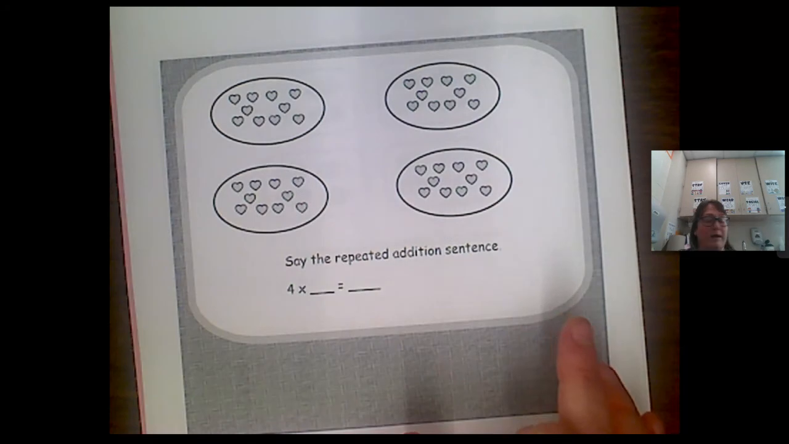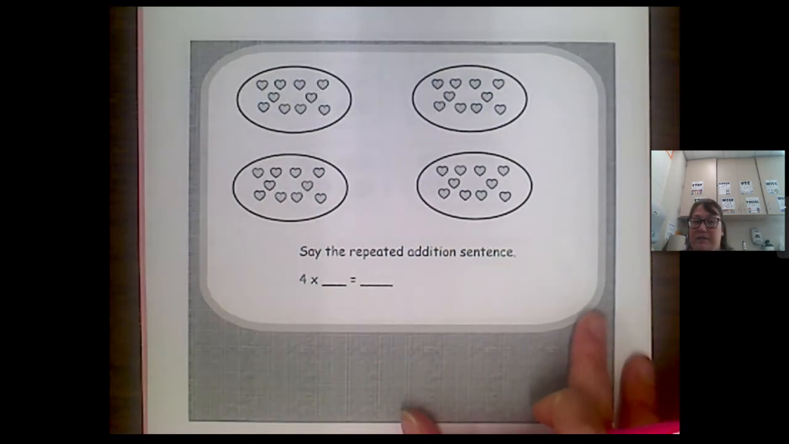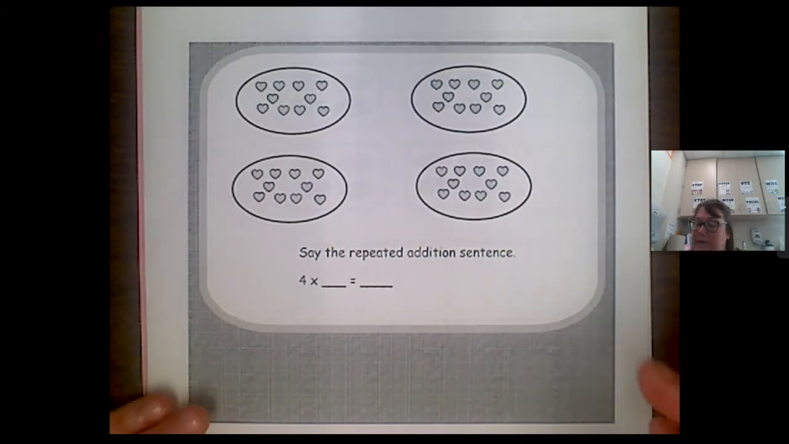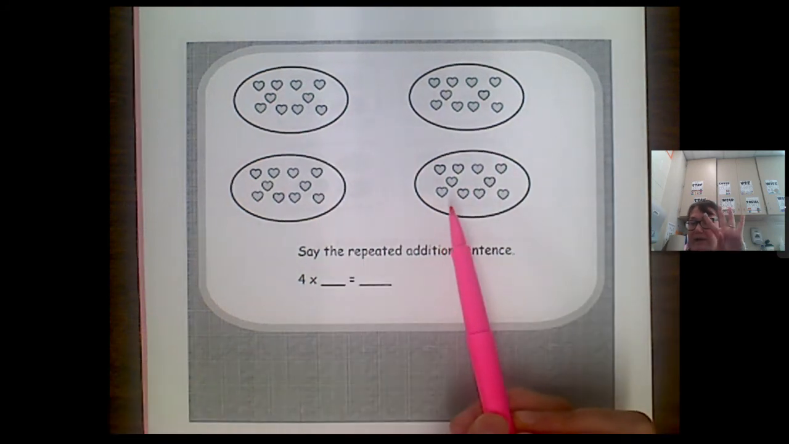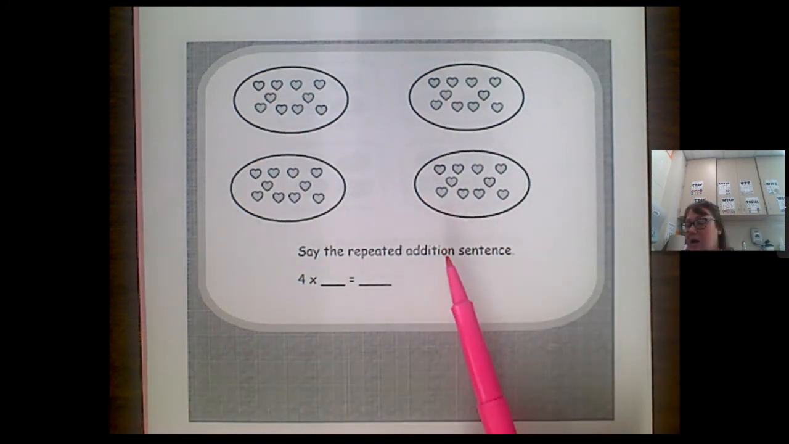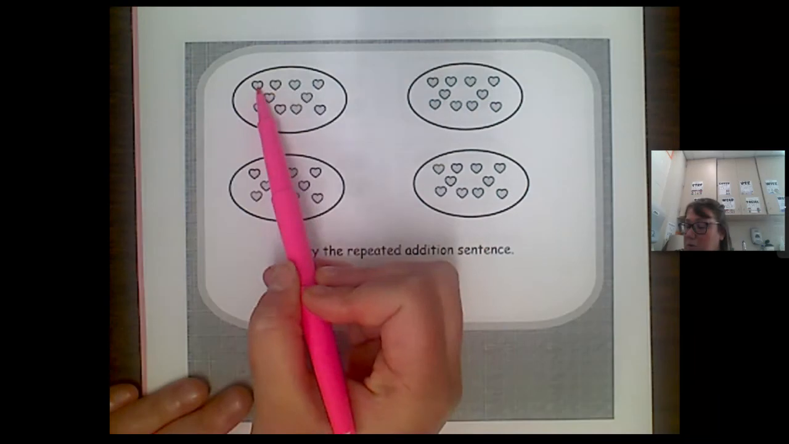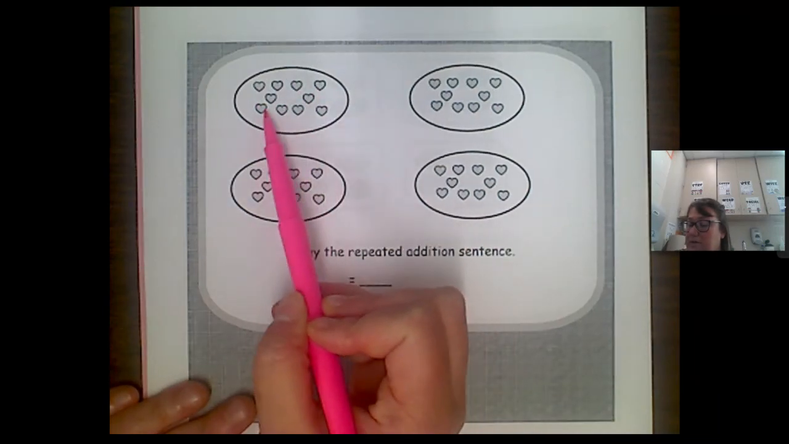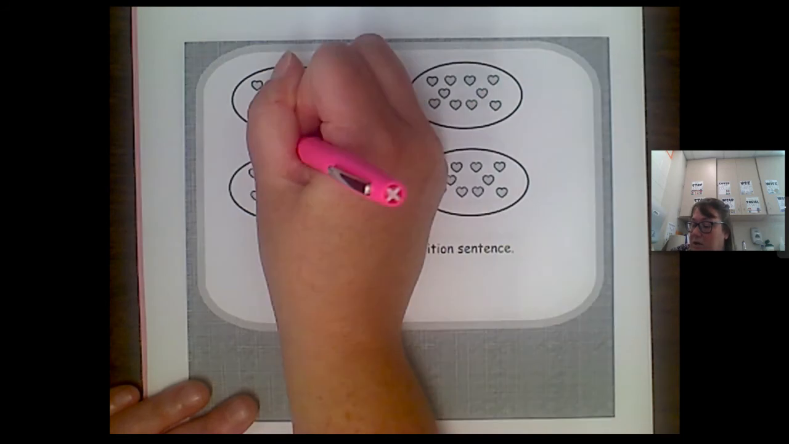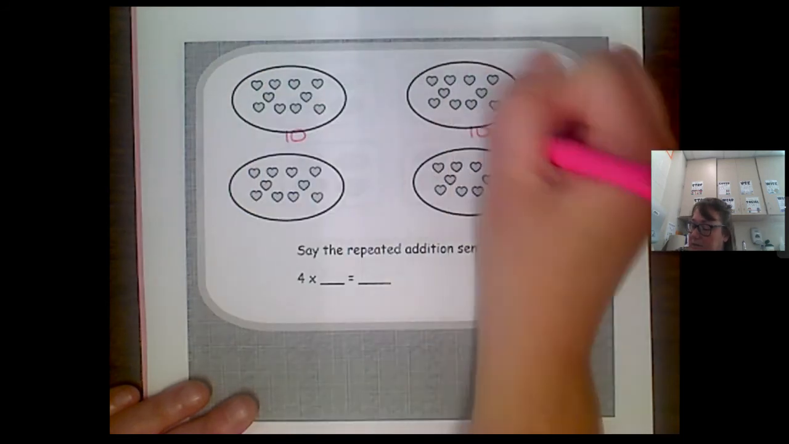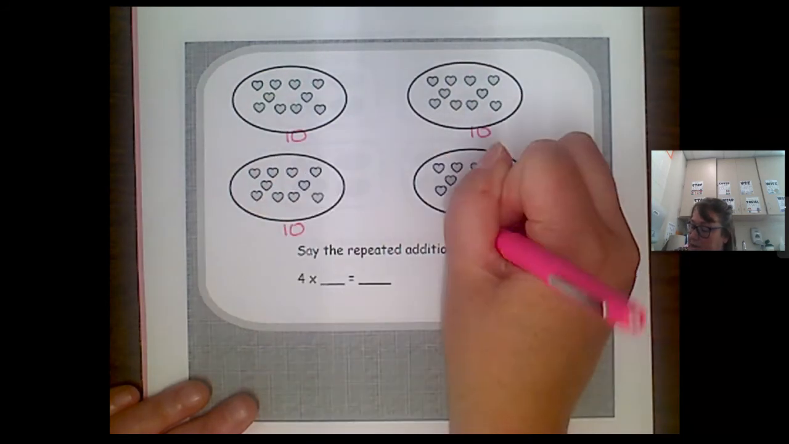All right. And our next picture, we have groups of hearts. Okay, so how many groups do we have? 2, 3, 4. 4 groups, right? And then how many hearts are in each one? 1, 2, 3, 4, 5, 6, 7, 8, 9, 10. So they each have 10 hearts. So I'm going to go ahead and put 10 right below each picture like that.